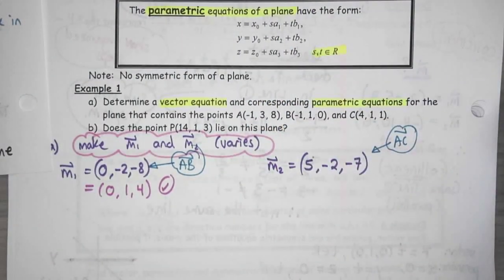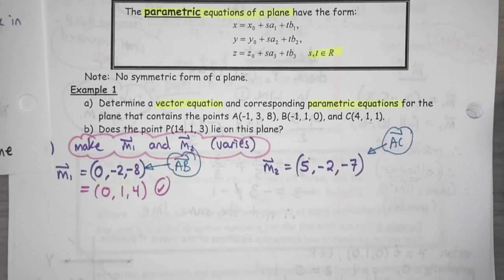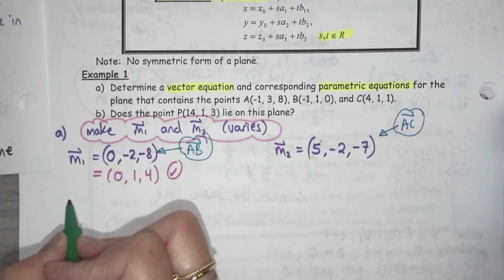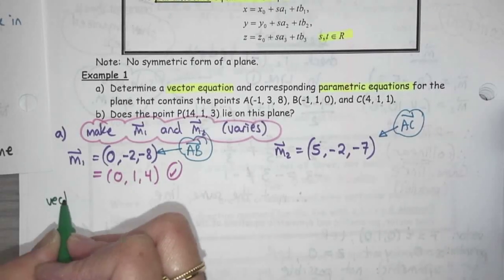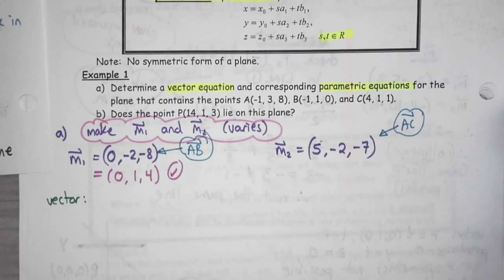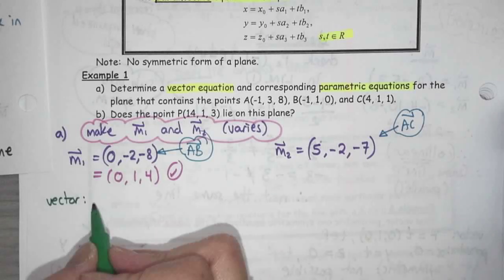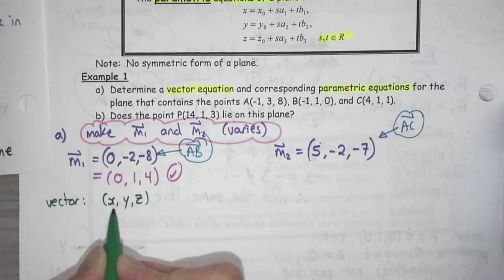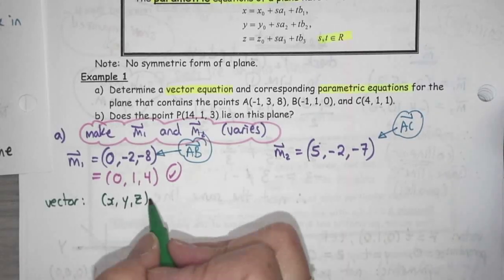So the vector equation would be, and you can put r equals or x, y, z equals, so it's up to you. So this will be the vector equation, and then the parametric. I'm just going to state which is which. So I'm going to go x, y, z, and remember, you can put r equals or x, y, z equals.